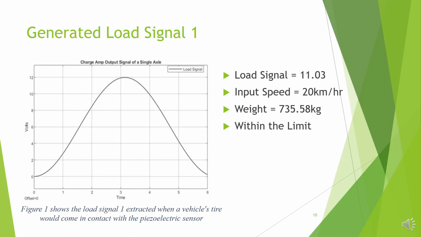Figure 1 shows the generated electrical signal, which was computed to provide a load of 11.03. This was done on MATLAB Simulink and later sent into MATLAB Workspace, where the formula mentioned earlier was coded. The input speed provided was 20 km per hour, and therefore, using the formula, the computed weight was 735.58 kg. Since the weight limit was set as 800, the vehicle was declared within the weight limit, and as discussed earlier in our flowchart, no action is taken towards this vehicle.